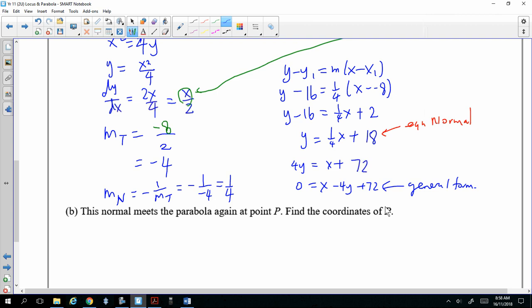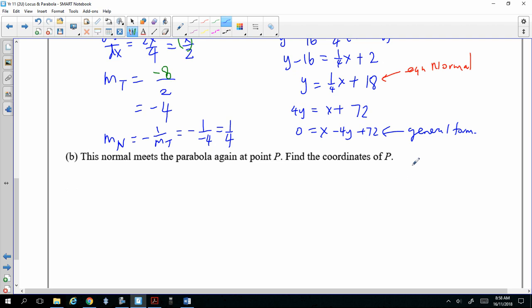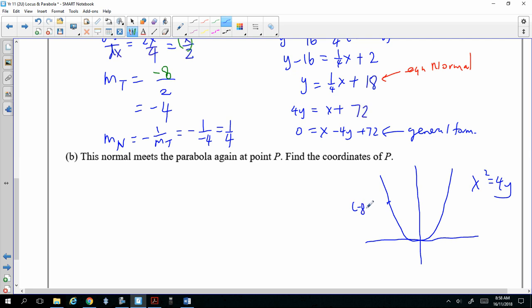Now, to understand this, it's best if you draw a picture. All of the exercises in the textbook, you need to draw a picture so you can see what that means. So we have a parabola, x squared equal to 4y, right? This is x squared equal to 4y. What's the next bit? You say find the normal at the point negative 8, 16. So this is the point negative 8, 16. We found the normal. So the normal, let's draw the normal, will look like this, right? It's perpendicular to the tangent.